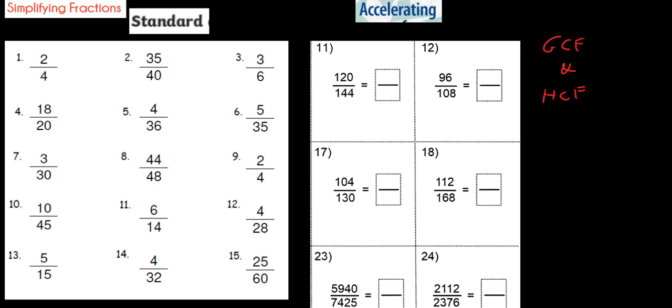I'm going to do a quick example for you. The standard is the simplest understanding of these fractions which you need. If you can do the accelerating, that's great, but you must complete questions 1 to 15. I'm going to do question 11. I'm going to divide straight away by the highest common factor. The highest common factor of 6 and 14 is 2, and I'm going to get 3 over 7. Pause the video and off you go.